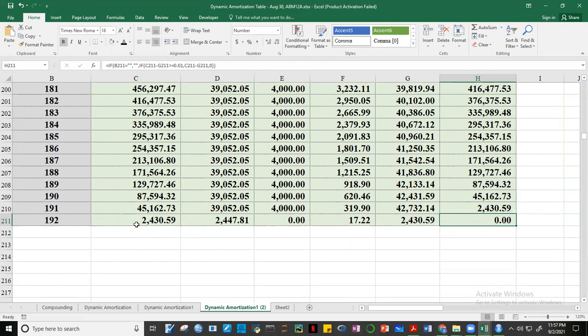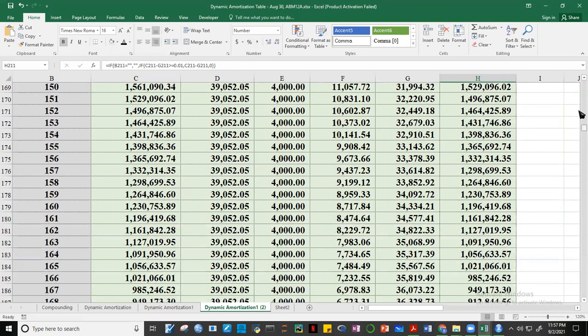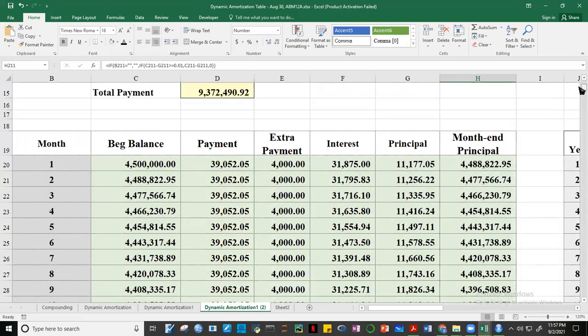Okay, and also, if you recall, guys, I asked you to notice that the formatting also changes. The formatting also follows the number of months. So let me just illustrate how we do that.